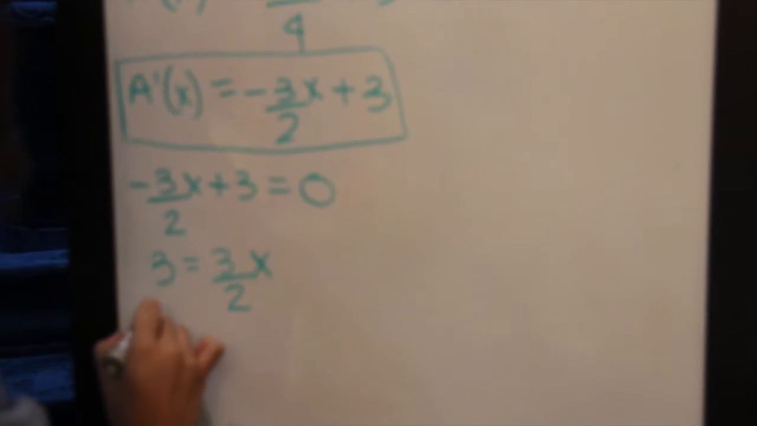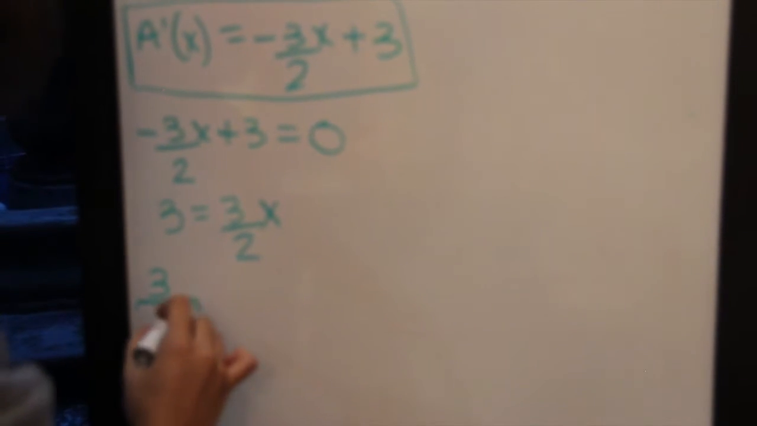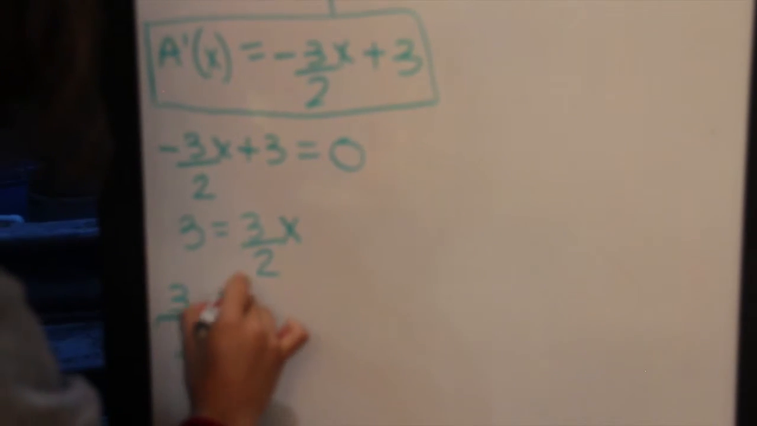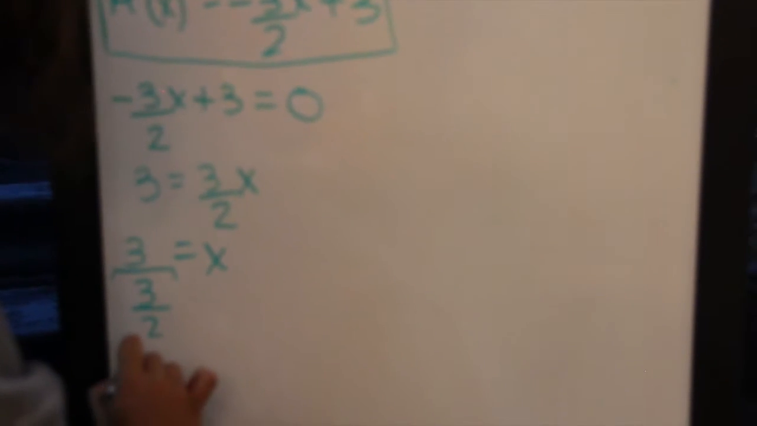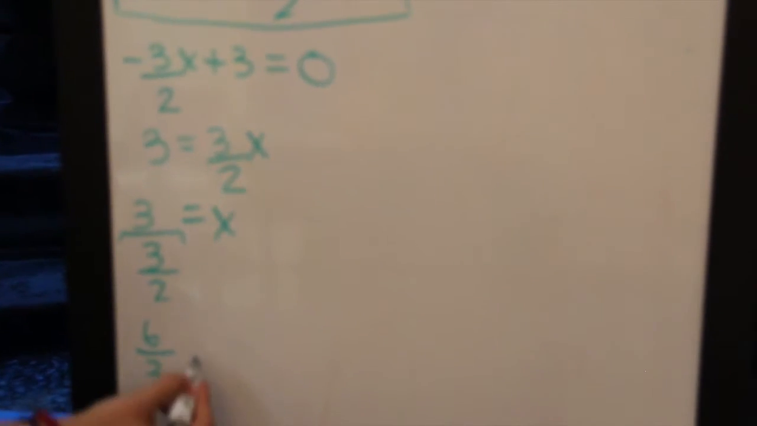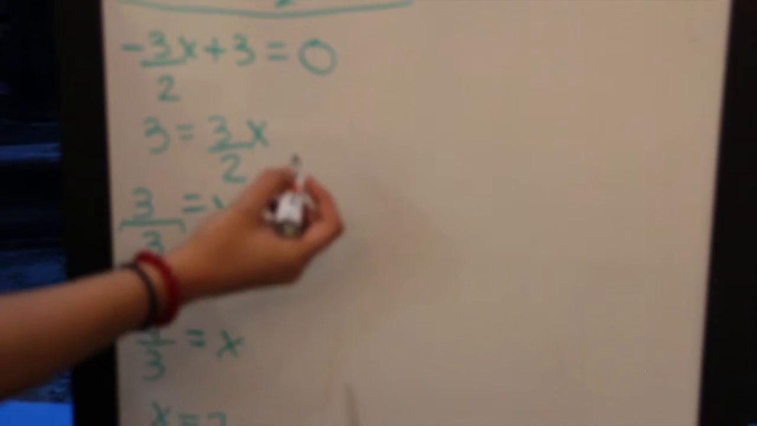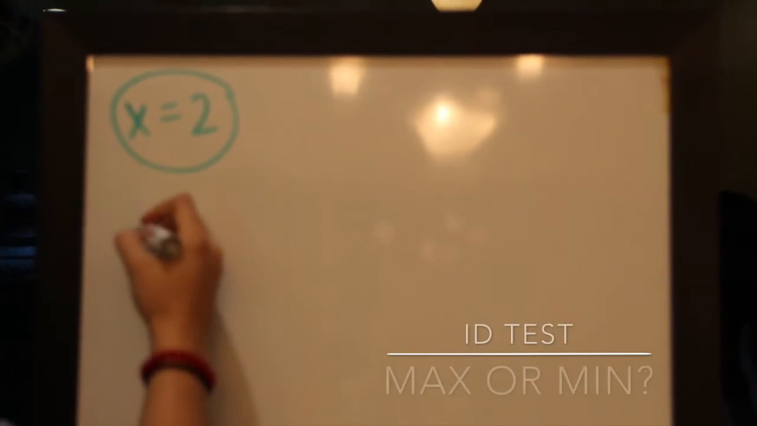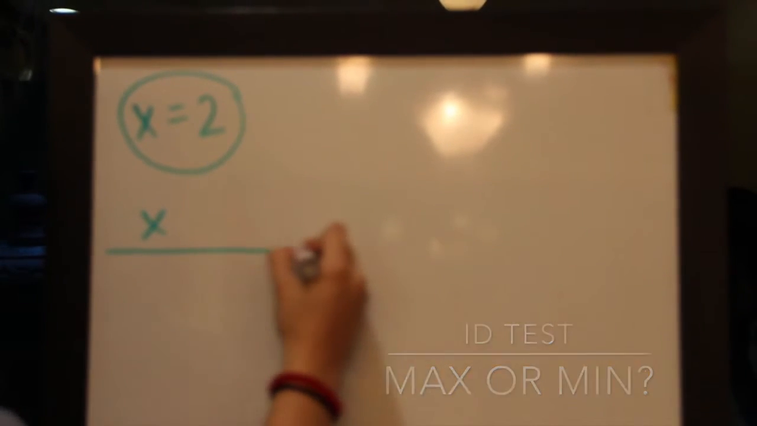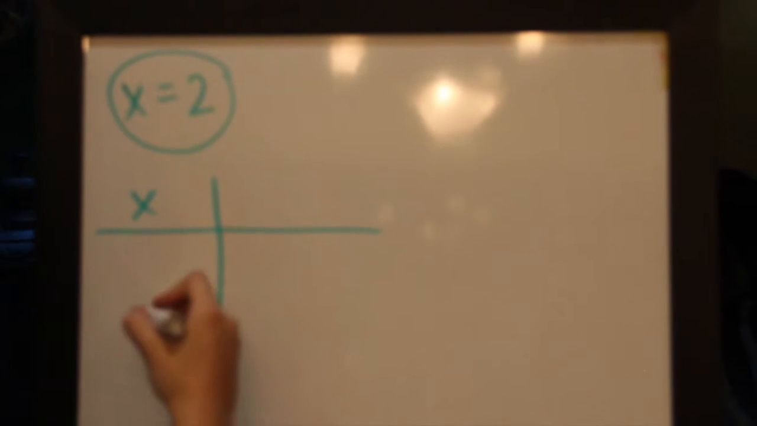And now you see that we can solve it, and that gives us 2. That point can be either a critical point, a maximum or a minimum. Now that we got that x is equal to 2, we're going to find out if it's our maximum or minimum point by using the increasing or decreasing test.